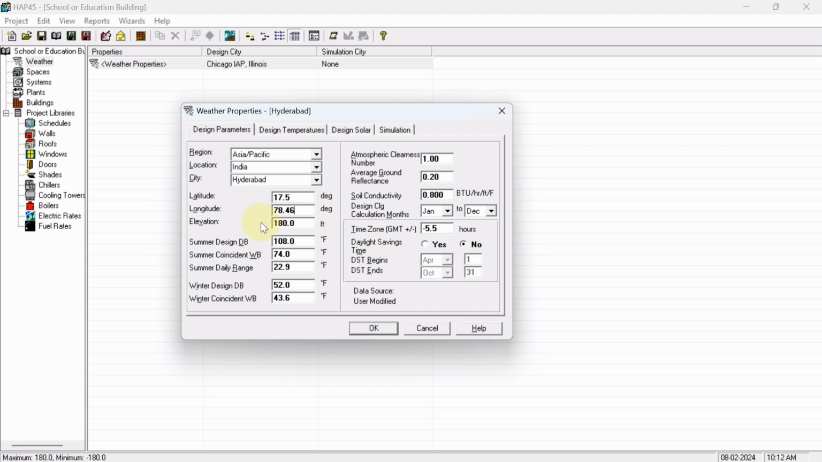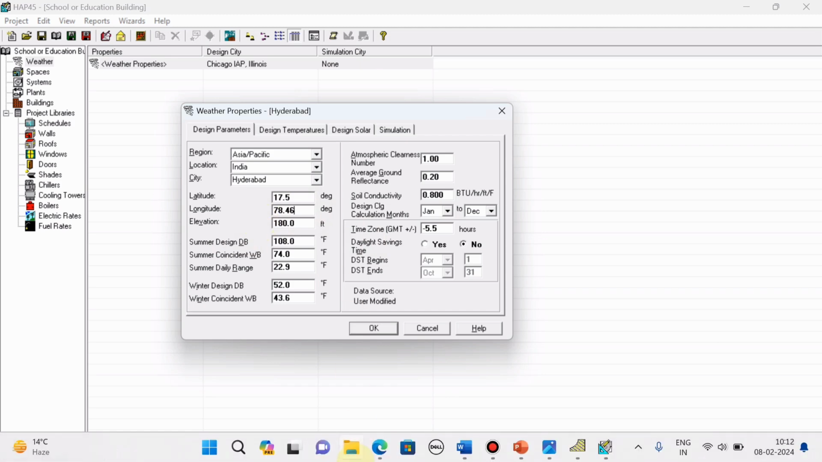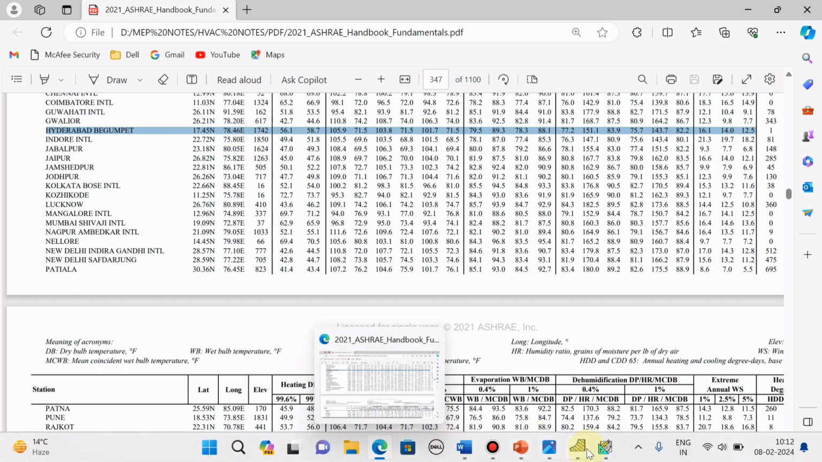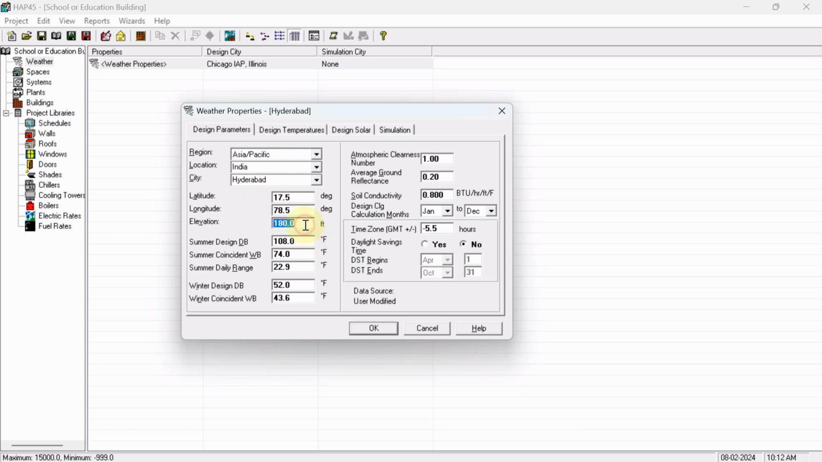Elevation means the height from sea level. This elevation option also you will get from here only. See, the elevation is shown in feet. How much for Hyderabad? Here it is written 1746. I think it is visible for all of you. So write down 1746 feet in the software. Now summer design dB.